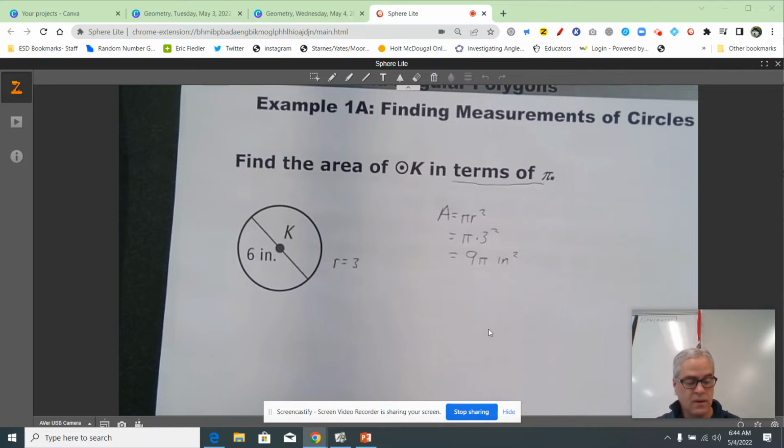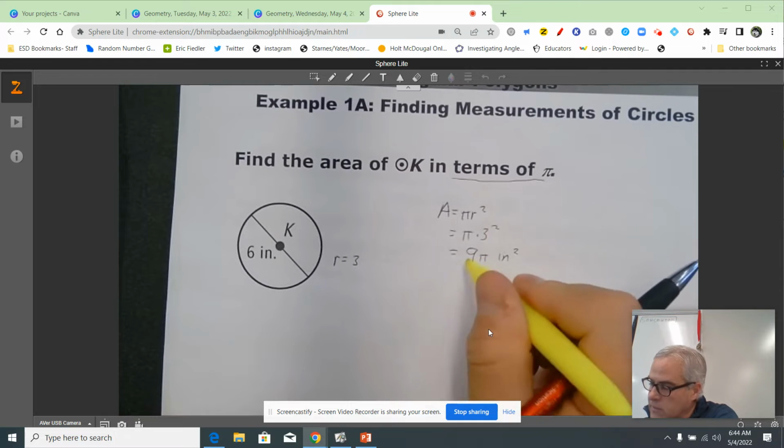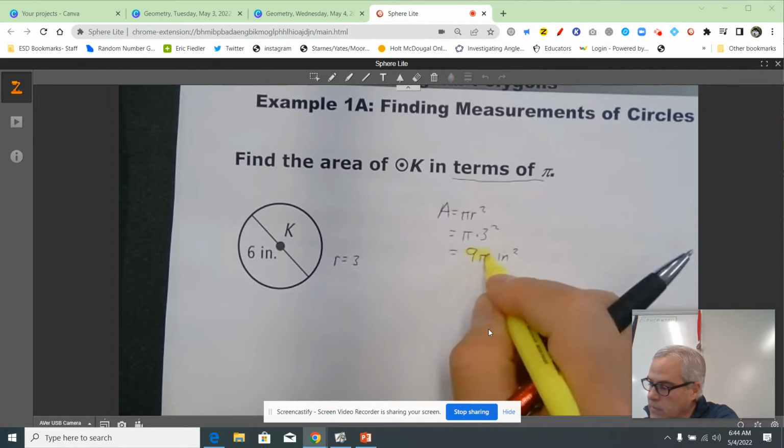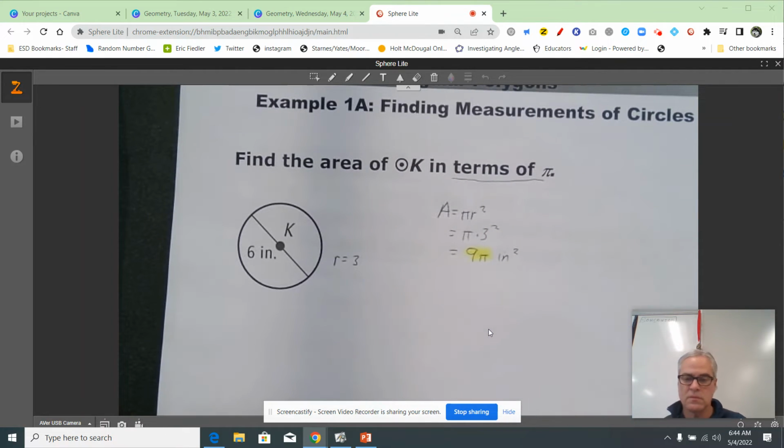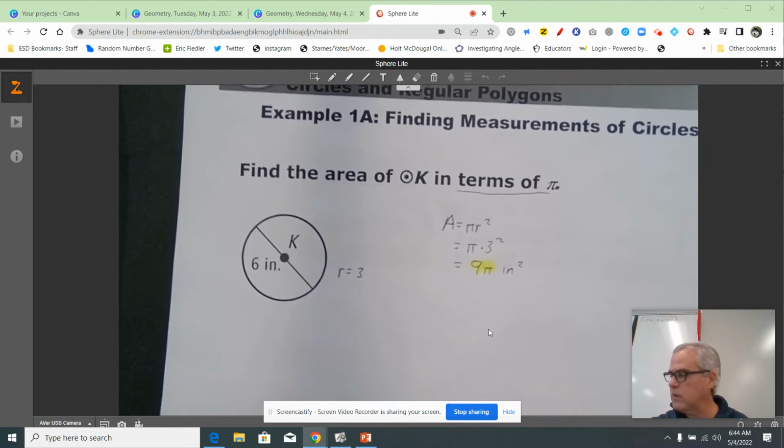Now notice again that I'm leaving my answer in terms of pi. In terms of pi means that there is a pi in your answer. We're done. If you were to punch it into your calculator, you would get an approximation, and they would tell you to round to the nearest whatever, 10th, 100th, whatever.